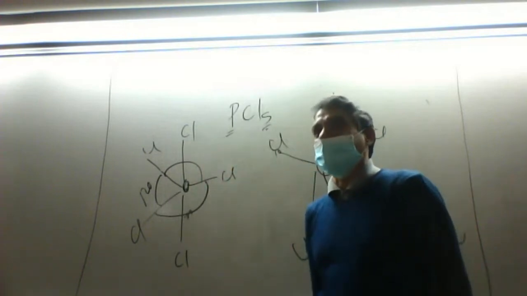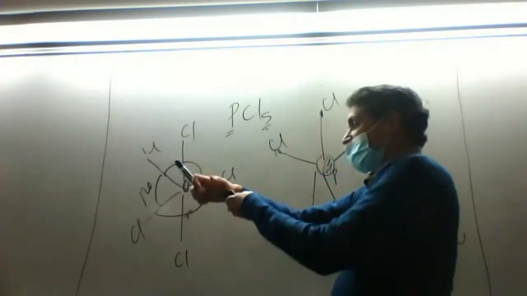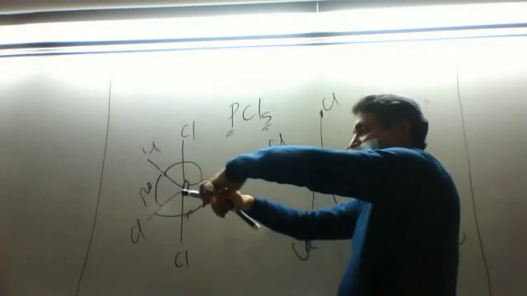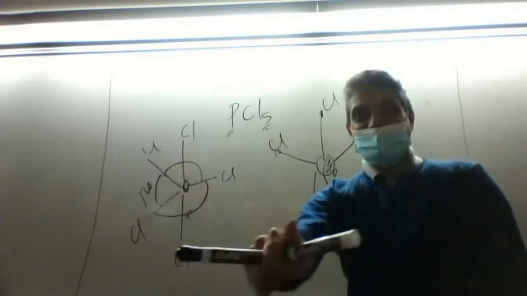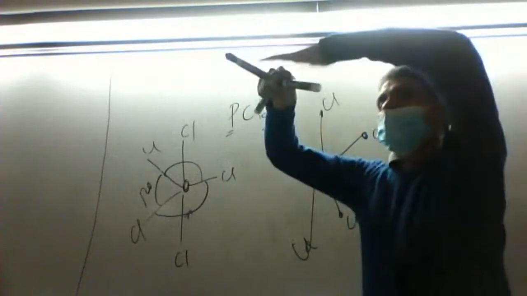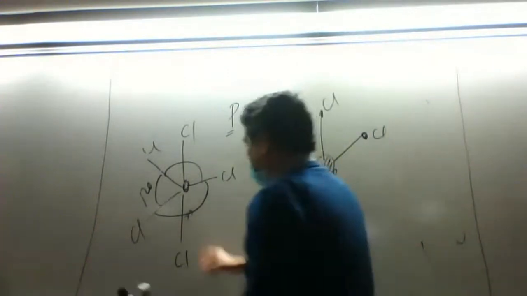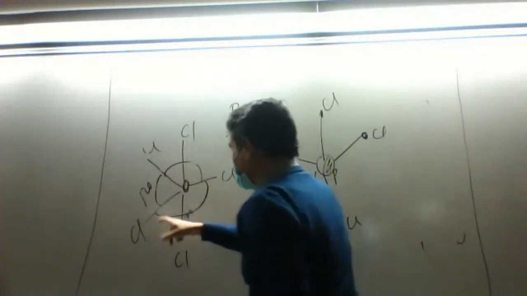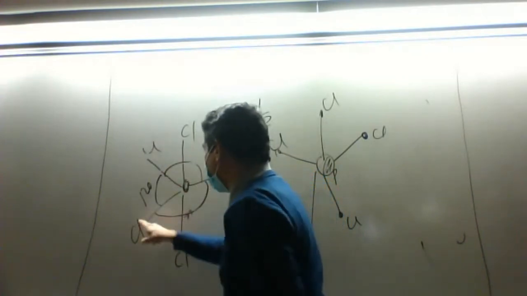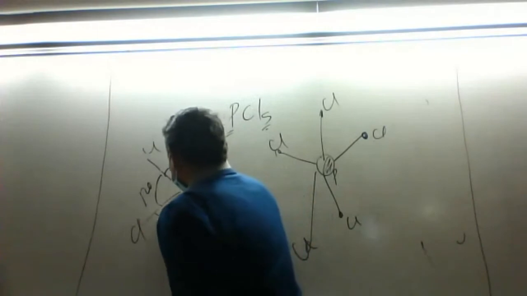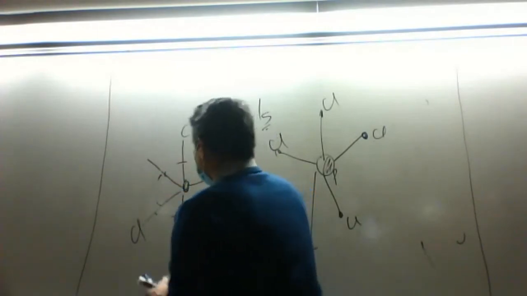I'm just talking about the plane up to now, right? I just hold the three things. So this is P, this is Cl, this is Cl. I'm just holding these three things like this, and this is 120, 120, 120. I have not talked about up and down yet. So this angle and this angle are 120. Between this Cl and this Cl is 120, and between this Cl and this Cl is 120. Right. Now I'm going to talk about the angle between this guy and this guy. It's very confusing.